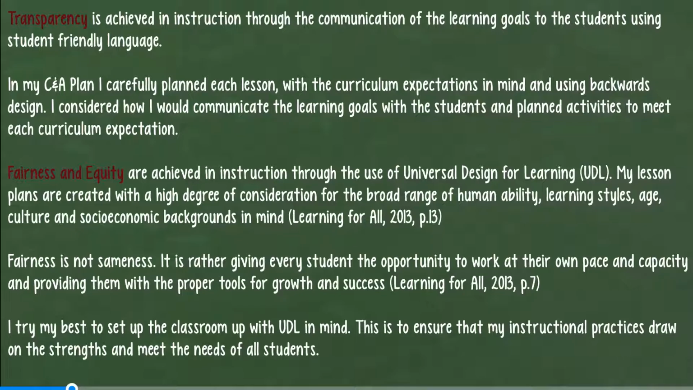I try my best to set up my classroom with UDL in mind, which will be touched on later in this presentation. This is to ensure that my instructional practices draw on the strengths and meet the needs of all students.